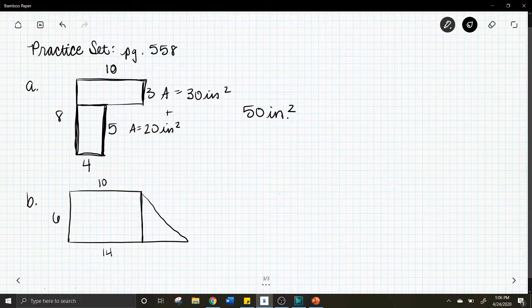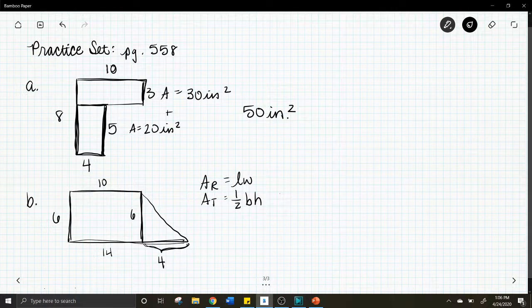So if that width is 6, then the height of my rectangle will also be 6. And now we have to find this measure, the base of the triangle. So we know that base of the triangle plus 10 is going to be 14, that overall length. So that base is going to be 4. And just to recap, we're going to do the area of a rectangle, length times width, and we're going to do the area of a triangle. So remember, that is 1/2 base times height. So let's fill out that information and find our two areas.